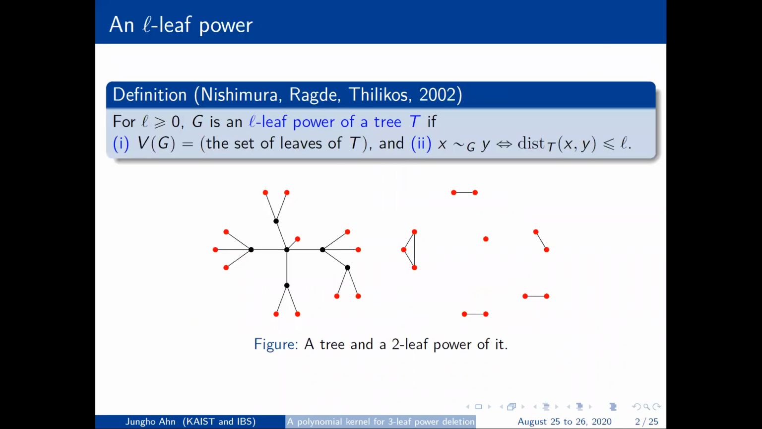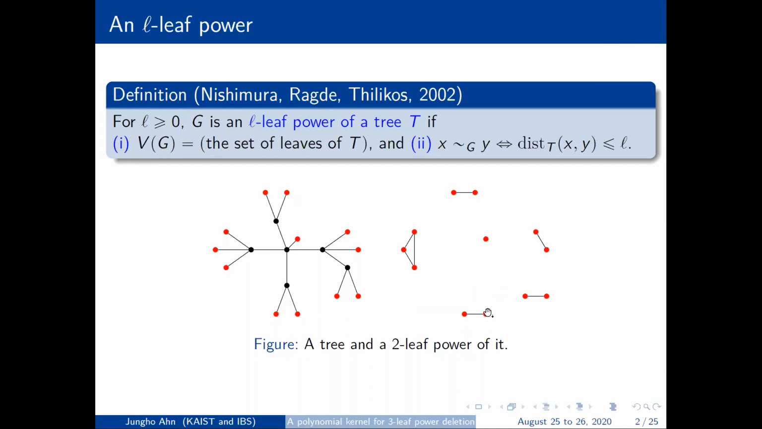Let me first start with the definition of leaf powers. In 2002, Nishimura and Ragde and Thilikos introduced this definition. For a non-negative integer l, we say that G is an l-leaf power of a tree T if its vertex set is equal to the set of leaves of T, and two vertices x and y are adjacent in G if and only if the distance between them in T is at most l.